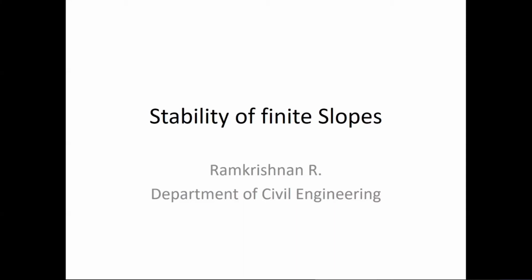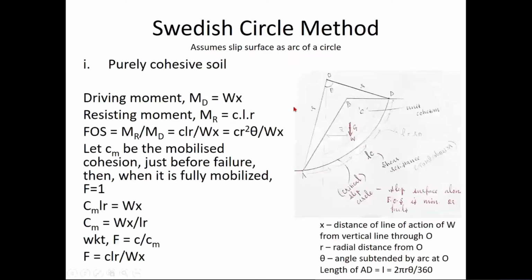So we know the basic difference between infinite slopes and finite slopes. We saw that the failure is pretty much translational and rotational in these two. And yeah, we will start with this. One of the most common methods used for slope stability analysis is the Swedish circle method.